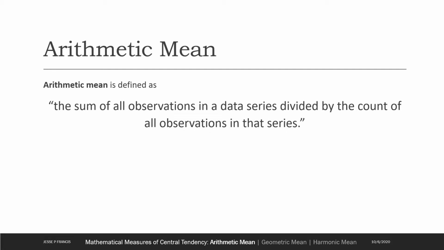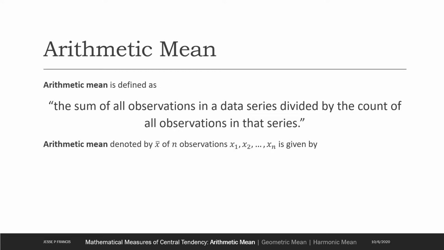Arithmetic mean is defined as the sum of all observations in a data series divided by the count of all observations in that series. Whoa, too many English words. And the problem with English is that it's less precise. And that's why we mathematicians developed our own language, and it's called mathematics. And that language is more precise and concise, that is, shorter than English. Let's read the same definition translated to mathematics.